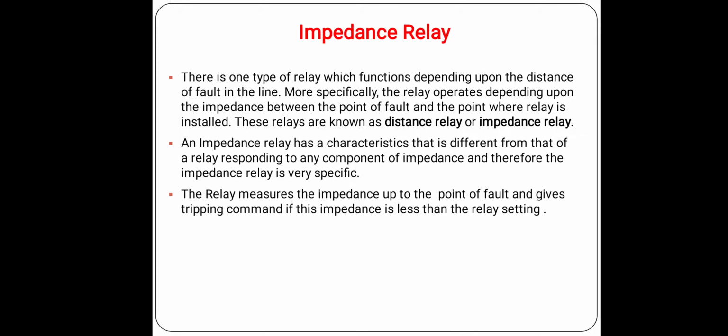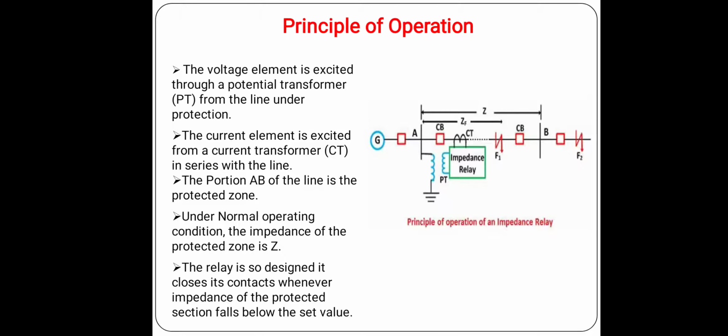So the relay monitors continuously the line current through the current transformer and the bus voltage through the potential transformer, and operates when the V upon I ratio falls below the set value of Z. So this is the principle of operation.